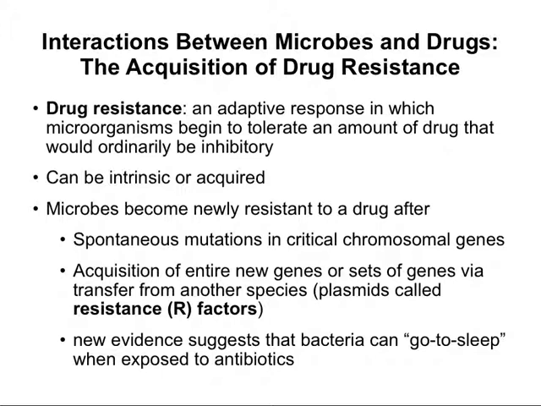Microbes can acquire resistance through either spontaneous mutations. They can acquire an entire new gene or set of genes via transfer from another species. These are called resistance factors or R plasmids. New evidence suggests that some bacteria can even go to sleep when exposed to antibiotics, shut down all of their metabolic processes so that they can later wake up when there's less concentration of the antibiotic.